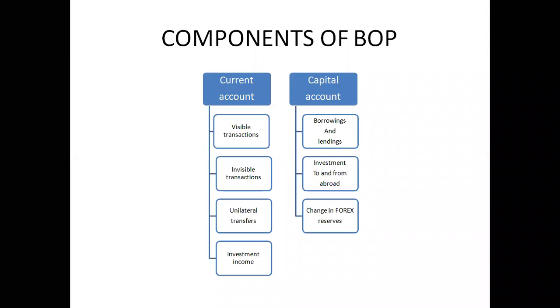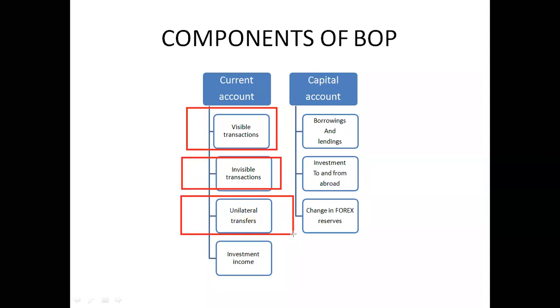So what all is included in current account? In the current account of BOP, what all we are including is, of course, visible transactions, invisible transactions, unilateral transfers, and investment incomes. मतलब सारी current nature की transactions we are including in the current account of BOP.